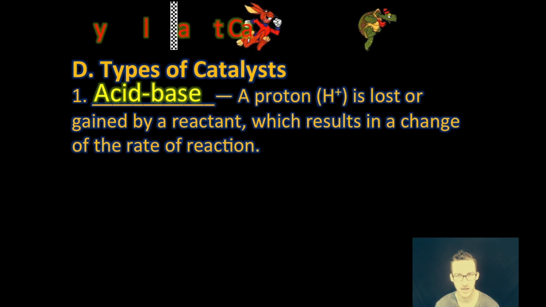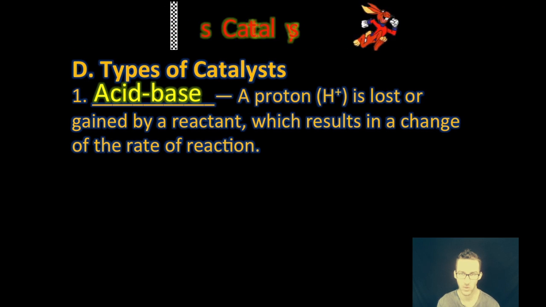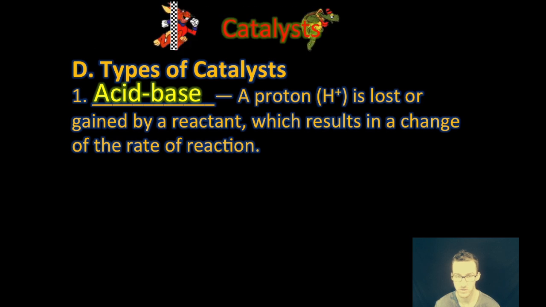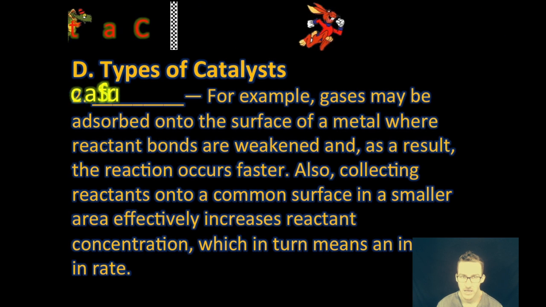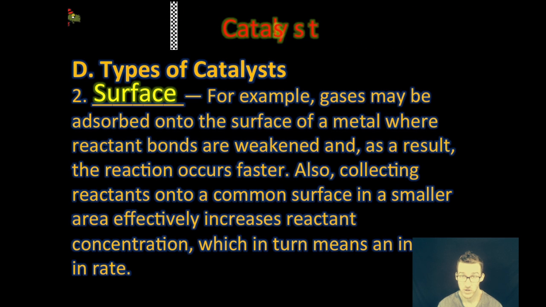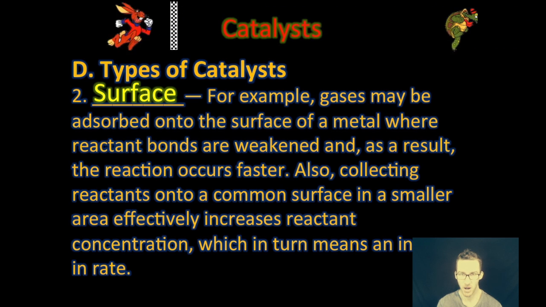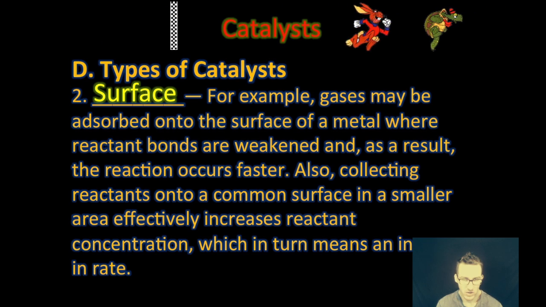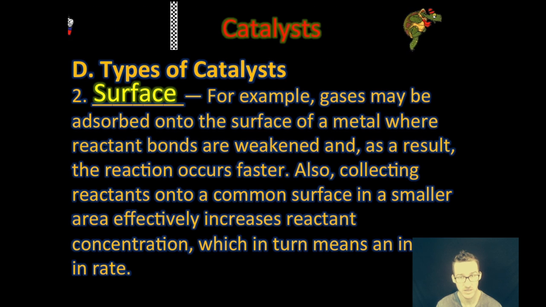Now, there are three types of catalysts that you just need to be aware of. The first is an acid-base catalyst, where a proton is lost or gained by a reactant, which results in a change of the rate of reaction. Two, surface catalysts. For example, gases may be adsorbed onto the surface of a metal where reactant bonds are weakened, and as a result, the reaction occurs faster. Also, collecting reactants onto a common surface in a smaller area effectively increases the reactant concentration, which will in turn mean an increase in rate.